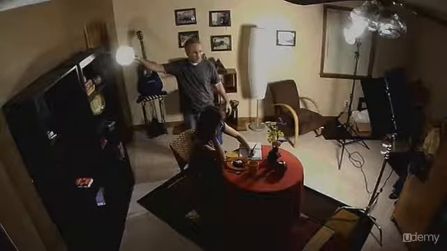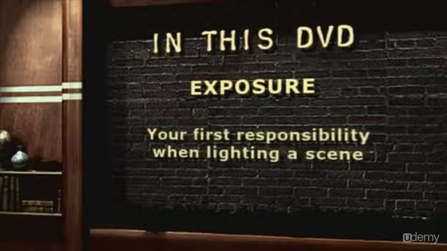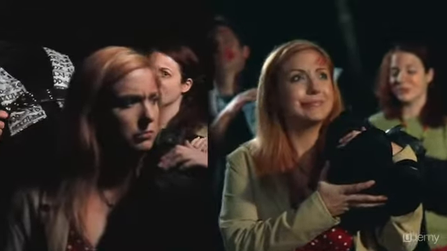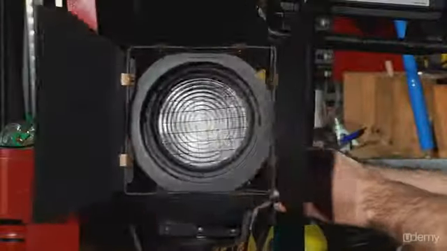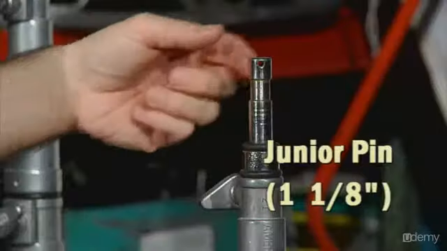When we talk about the technical aspects of lighting, first one is exposure. What is a proper exposure? How do you know when you've got it? And what it does for you when you get a good exposure. Then we're going to talk about all the different kinds of lighting fixtures. All these things that you may not even know what they are yet, you will by the time we're done.